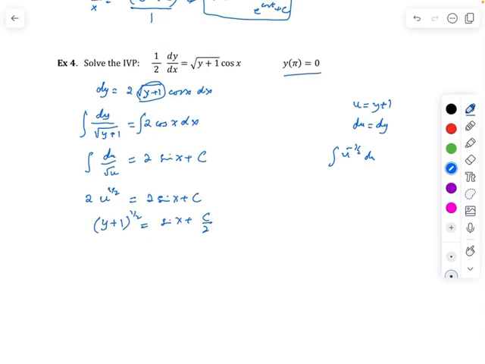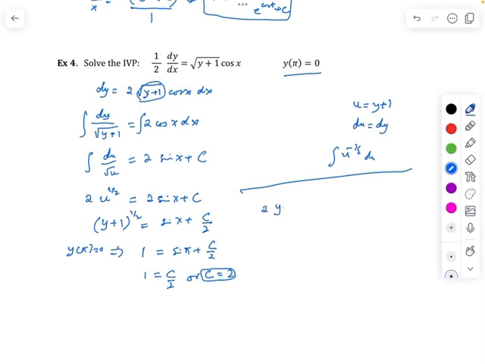So now we plug in the value. So y of pi is equal to 0, which implies that when x is equal to pi, y is equal to 0. So on the left hand side I get 0 plus 1, or 1 raised to the power 1/2, which is just 1. So 1 is equal to sine of pi plus c over 2. Now sine of pi is 0. So I get 1 is equal to c over 2, or c is equal to 2.